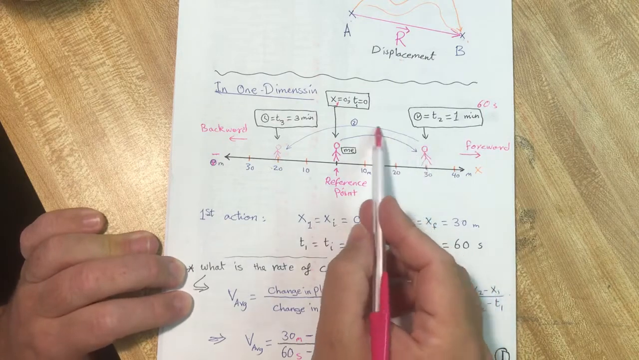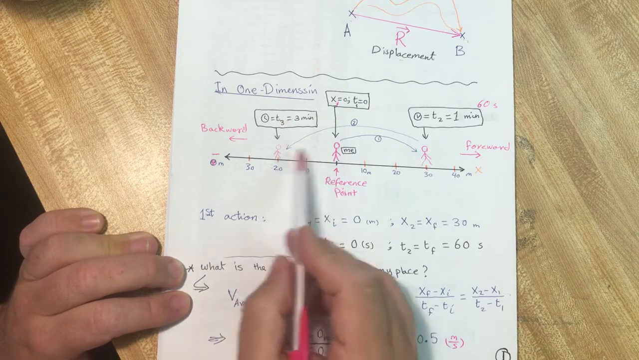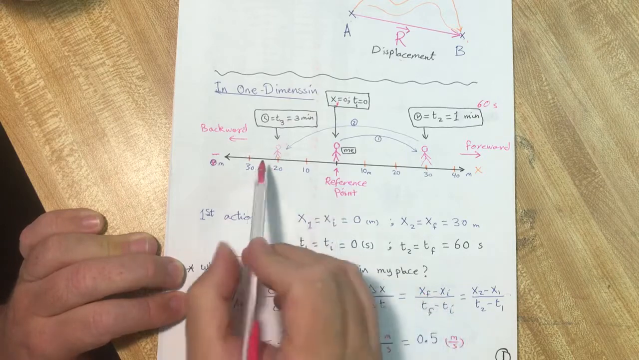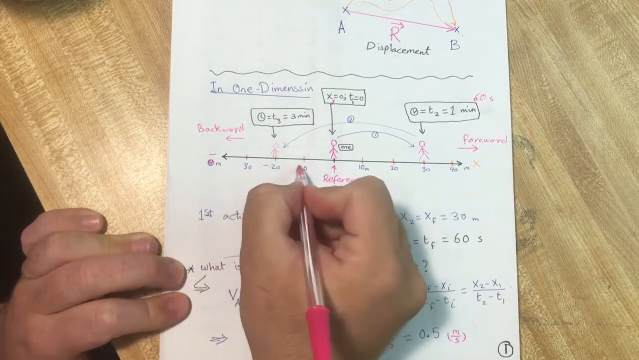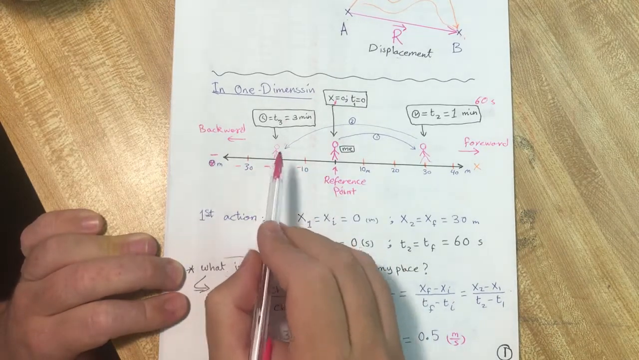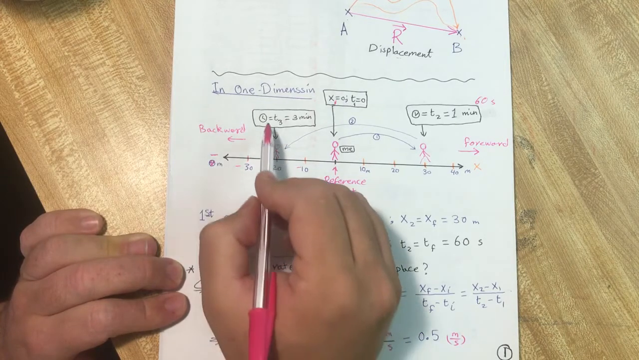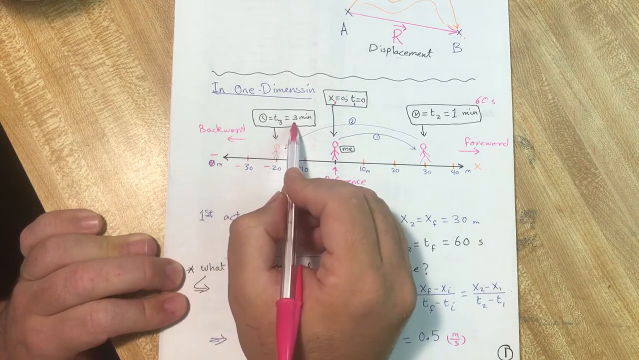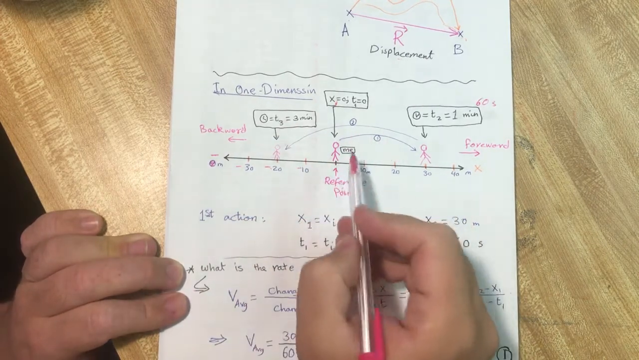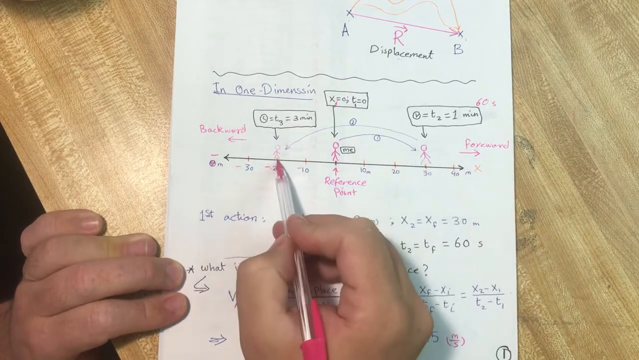Then I move backward to 20 meters backward from the initial reference point. It is minus 10, minus 20, minus 30. This is minus 20. And when I measure the position here, it was negative 20. And when I measure the time, it was 3 minutes starting from the initial point. So I was at t equal 0, t equal 1 minute, t equal 3 minutes.